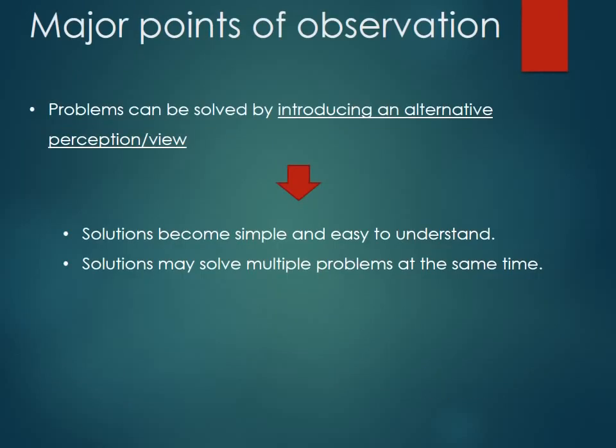So from here you can see the major point of observation is that the problem can be solved by introducing an alternative perception, not by sustaining the same perception or reinforcing it. The solution becomes simple and easy to understand by common people, just like us. A solution can also solve multiple problems at the same time. It solves other problems as well. So that's a good thing, and this is how science should work, in an efficient way.